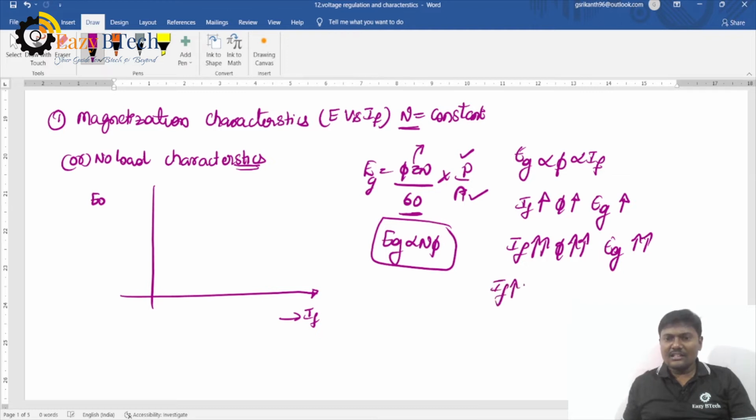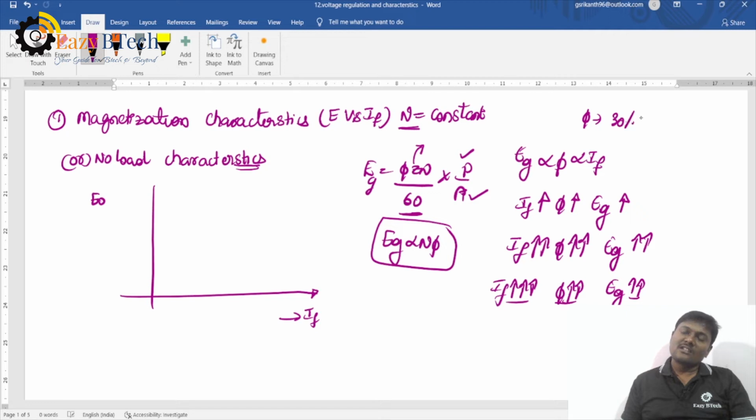Still, if you keep increasing the field current, the flux increases but by a lesser amount, so the generated EMF also increases by a lesser amount. What is the meaning of this? It means that if the field current increased by 50%, the flux only increased by 30%.